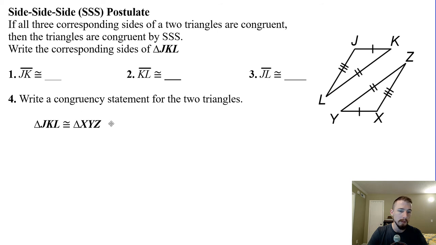So then based off the congruency statement, I can actually finish these and they'll be in the same order. So JK, first 2, is going to go with XY, the first 2. Okay. And then KL, last 2, goes with YZ, the last 2. And then JL, first and last, goes with XZ, first and last. Okay, so kind of a trick there. Write the congruency statement first, then you can pick all the corresponding parts out from the congruency statement.